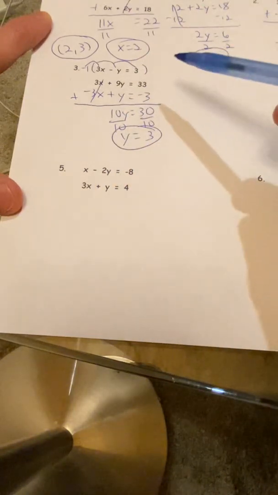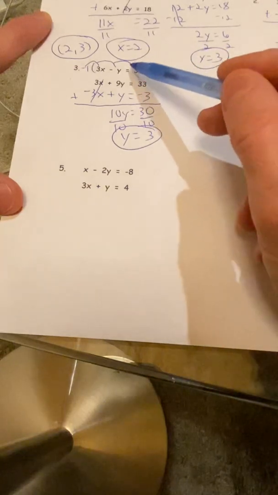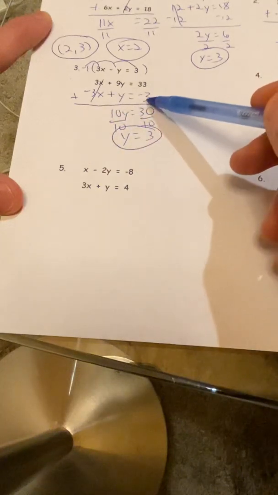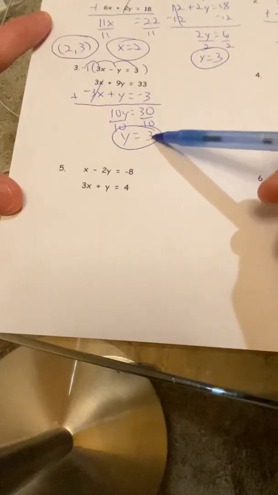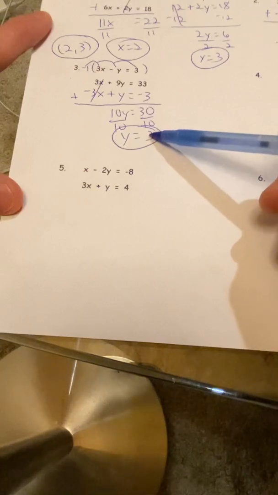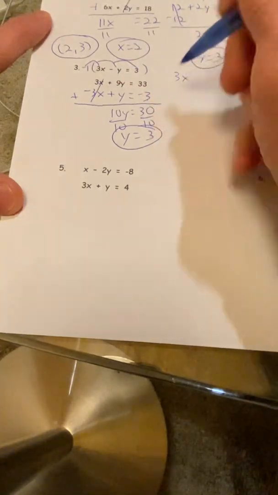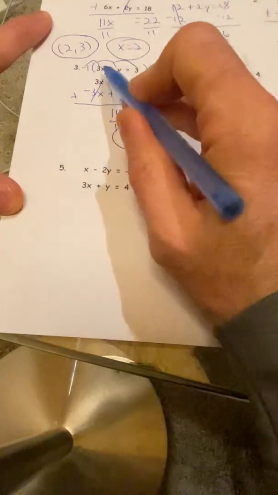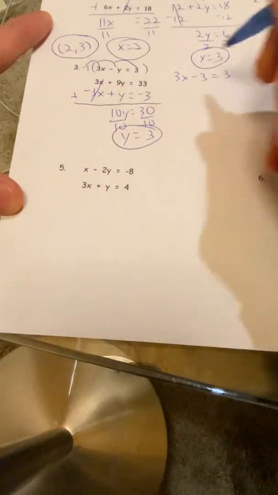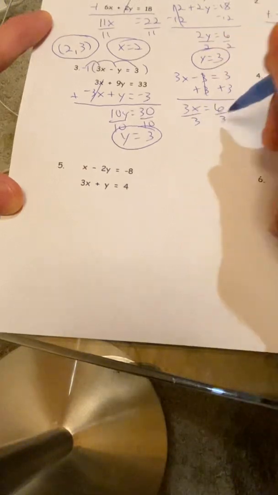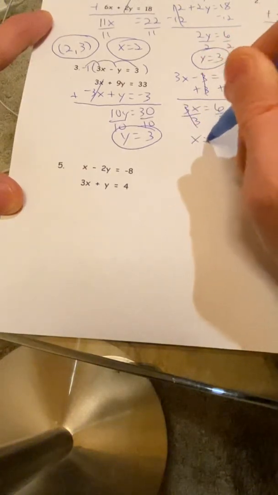Now, for this one, again, when you plug back in, always use one of the original rows. Yes, you can, in theory, use one of the ones that you multiplied by. I don't recommend it because if you happen to make an error, then you will get the wrong second variable. So I'm just going to plug directly into the top row since it only has y. So 3x minus 3 equals 3. Now we add the 3, and 3x equals 6. Divide, and x is 2.